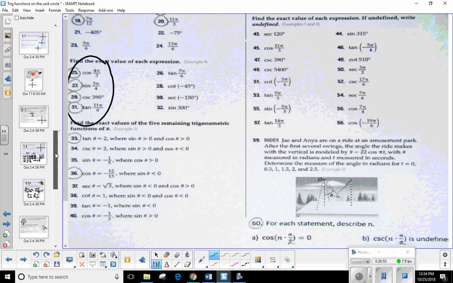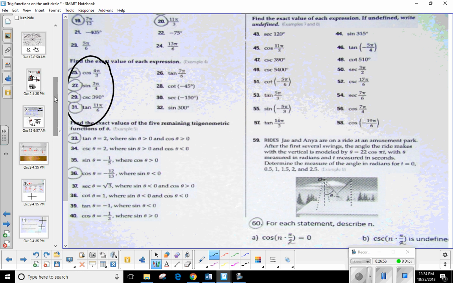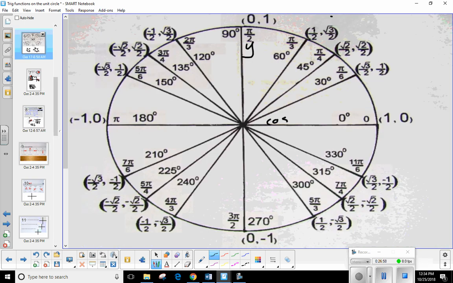Let me find a unit circle real fast. I want the cosine of 4 pi over 3. First off, where's 4 pi over 3? Not second, the third. So here's 4 pi over 3. There's the ordered pair that goes with it. What does cosine want? He just wants the x. So that would be -1/2. That's it. Then tangent is not x over y, it's y over x. So I would take that y value and divide by the x value.